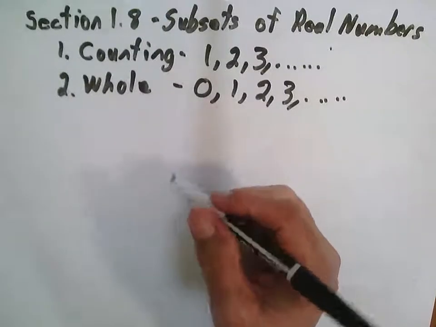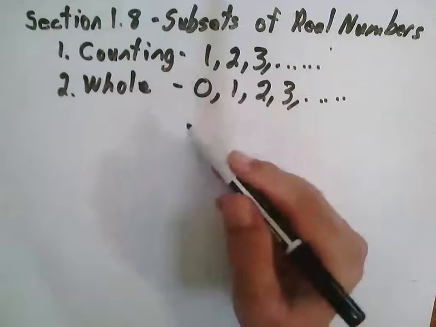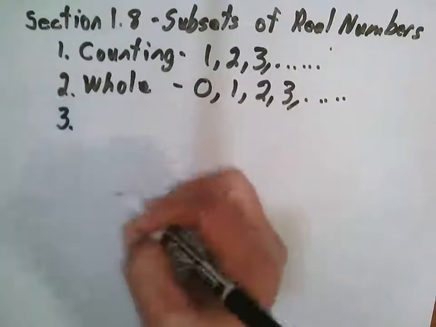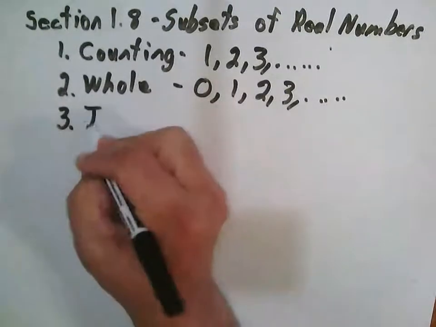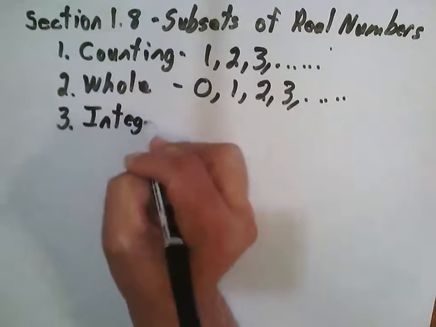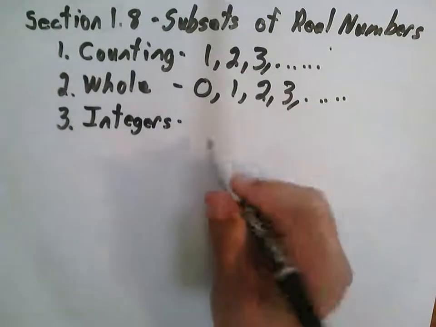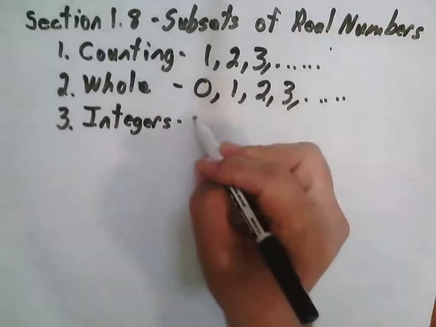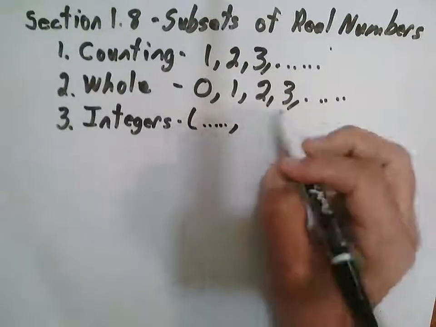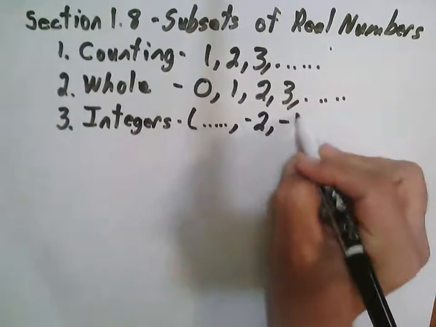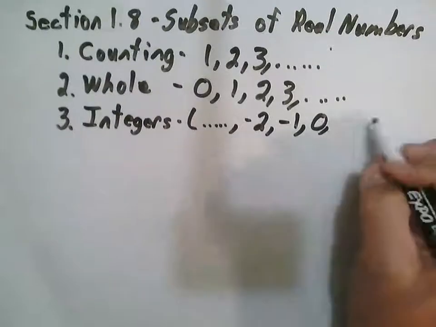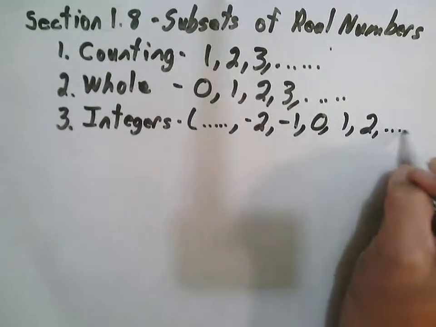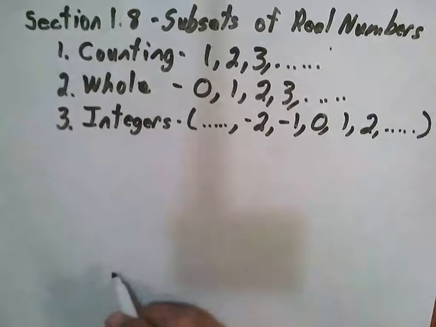Now there was at one time in math when 0 did not exist, but that was a long, long time ago. Number 3 are integers. Integers are basically your whole numbers, but they can have a negative or a positive sign. So generally they will go all the way to negative infinity. And it's just all your negative numbers to include 0 and all of your positive numbers. But what it does not have are fractions that cannot be reduced.